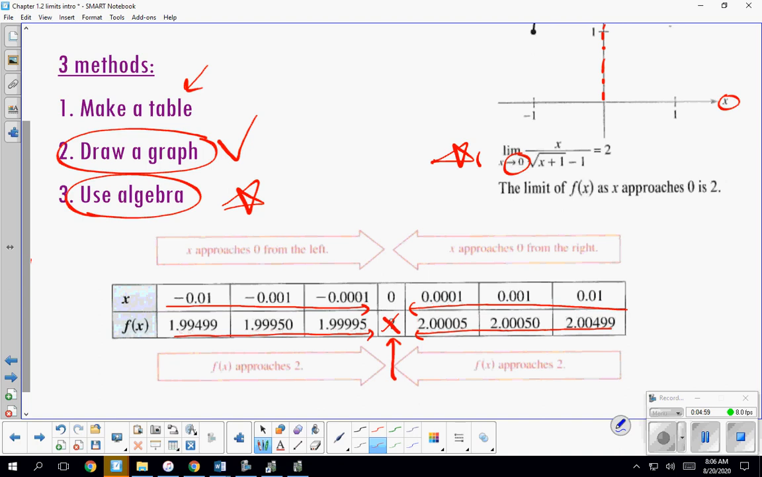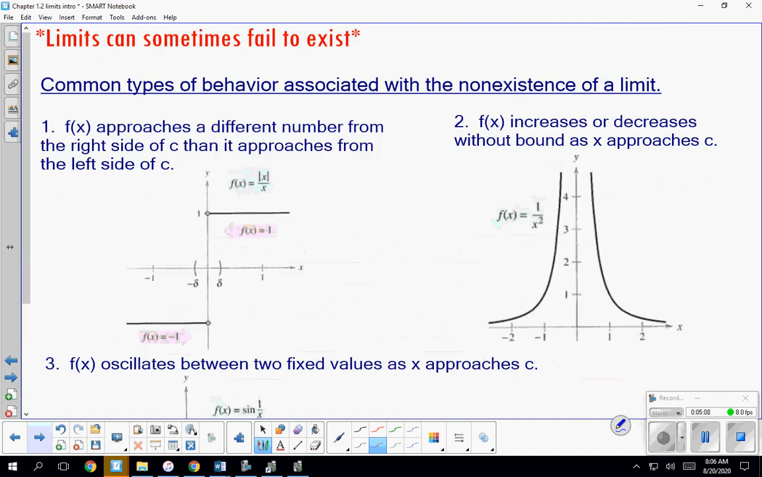We can't put that right here because in a table, these are function values. We don't want this value. We want to know what we get really, really, really close to.